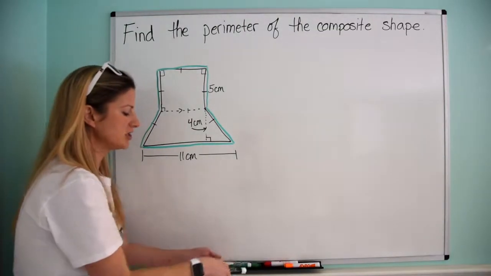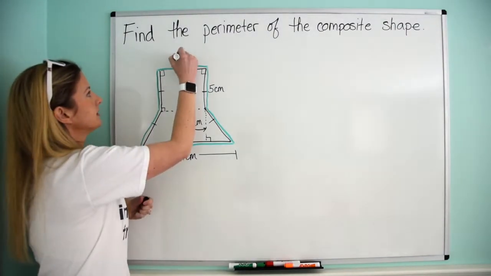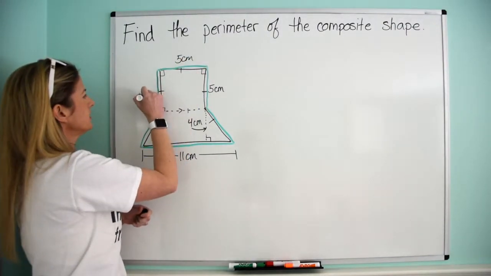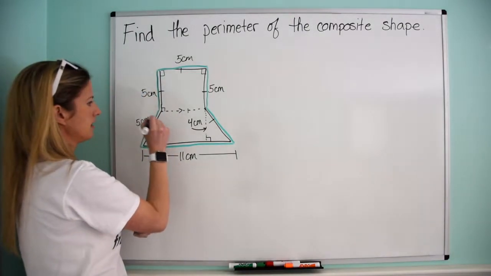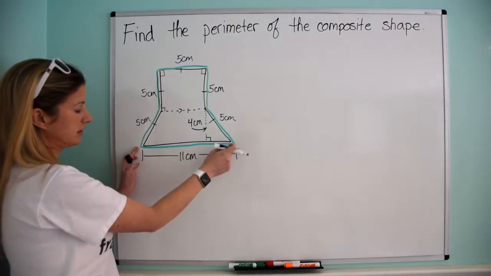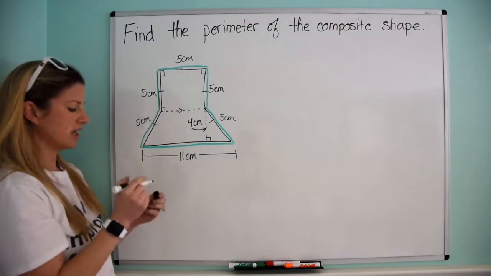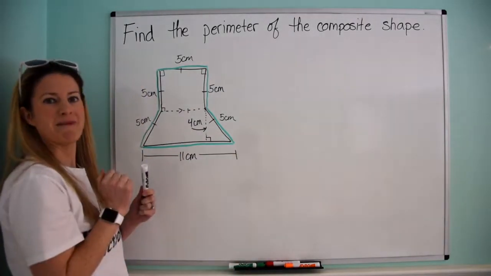Another strategy for finding the perimeter is to mark off every side. So this is 5. This is 5. This has a hash mark, so it's 5. This has a hash mark, so it's 5. Now, this is 11. It's already been marked off, so we're good. Now all we need to do is add them all up.